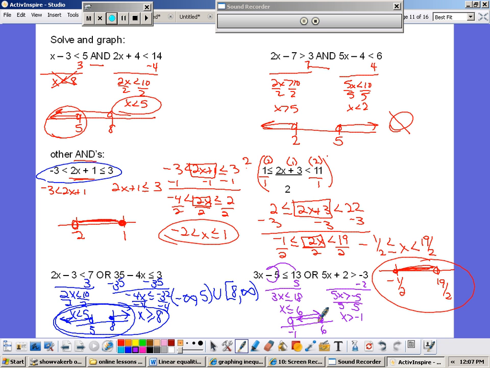It doesn't look like an or, it looks like an and. When an or looks like an and, it means all real numbers. So if an and looks like an or, it's no solution. If an or looks like an and, it's all real numbers.